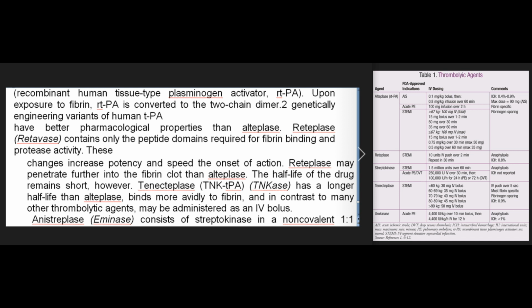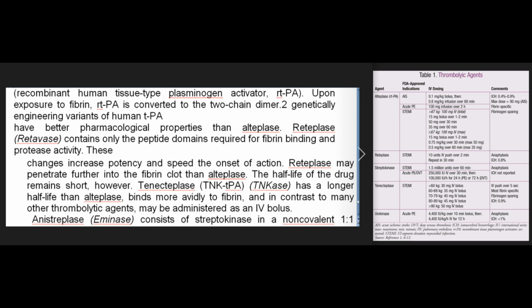Genetically engineered variants of human tPA have better pharmacological properties than alteplase. Reteplase (Retavase) contains only the peptide domains required for fibrin binding and protease activity. These changes increase potency and speed the onset of action. Reteplase may penetrate further into the fibrin clot than alteplase. The half-life of the drug remains short, however. Tenecteplase (TNK-tPA, TNKase) has a longer half-life than alteplase, binds more avidly to fibrin, and in contrast to many other thrombolytic agents, may be administered as an IV bolus.